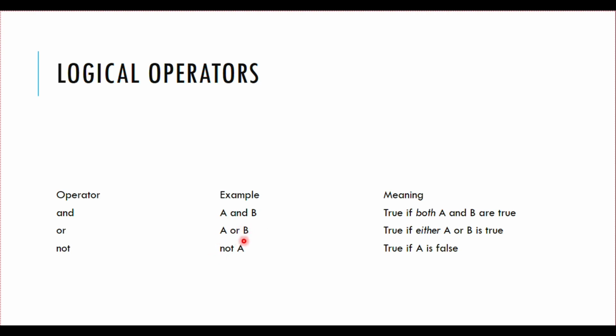Now, we have the logical operation OR, and if we combine two conditions with OR, it means that if either A or B is true. For example, if we combine has ID and age is greater than or equal to 18 with an OR operator, even if the ID is false, the code will still execute because one condition is true. If only one condition is true, then that part of the code will execute if we use an OR operator.